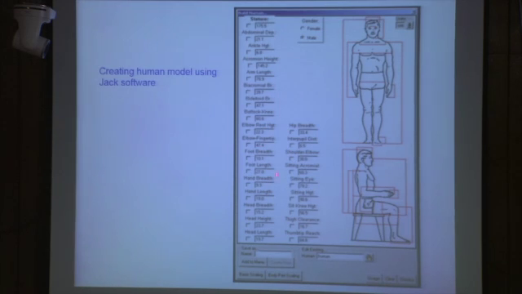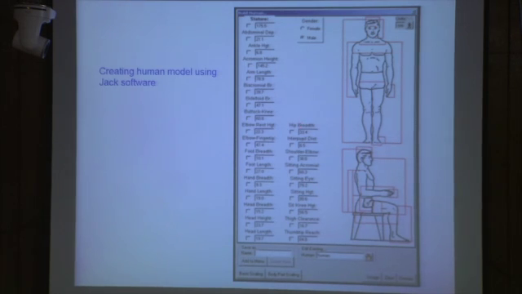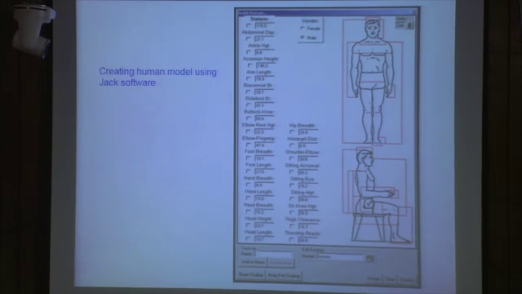We can put the name of that. We can specify whether we are creating a male model or a female model. After that, once that human model is ready, we can manipulate or provide the anthropometric dimensions for various body parts. Based on that, we can create that human model.